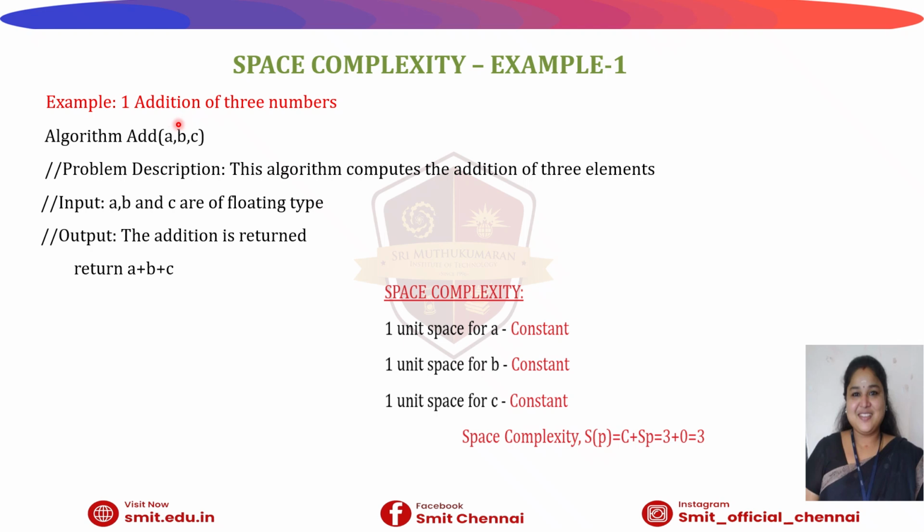This is one example of space complexity, addition of three numbers, add a, b, c. As an algorithm, add a, b, c. The problem description is nothing but addition of three numbers. Input is a, b, c. Output is the addition value. So return a plus b plus c is the statement. It includes one unit of space for a, one unit for b, and one unit for c. There are no loop statements and all. So space complexity S of P is equal to C plus SP. SP is not in the program. So C is equal to 3 plus 0 is equal to 3. So space complexity is 3.